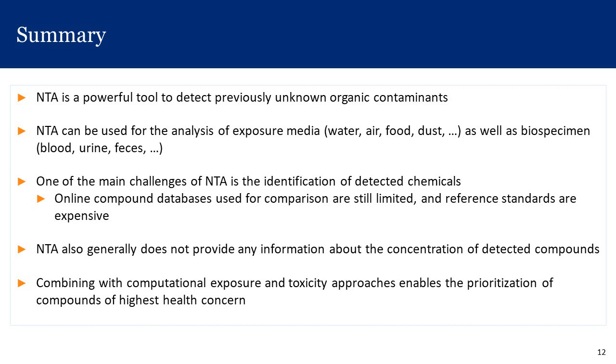And as I alluded to at the end, the other aspect to think about is that non-target analysis alone provides a lot of information about chemicals, but it does not provide any information about the concentration of the detected compounds, which is an important aspect when we think about the risk assessment, because ultimately, the dose makes the poison. So if you really want to do a risk assessment, you need to determine also the concentration, for which you need a reference standard. And again, this is why prioritization is so important. And what we've been pursuing is the combination of the computational exposure and toxicity assessment to help us with the prioritization of these compounds.